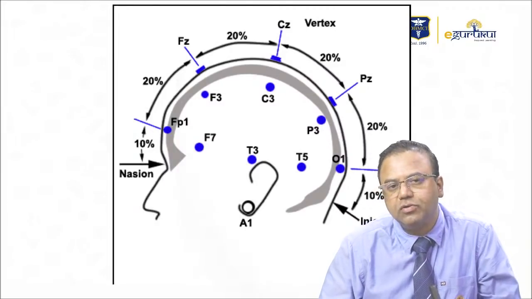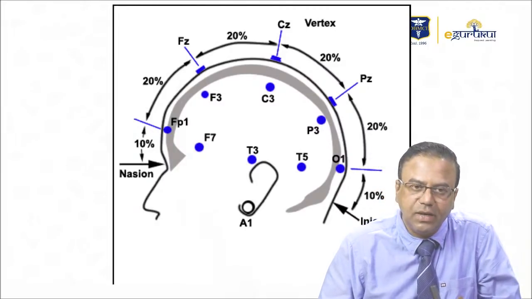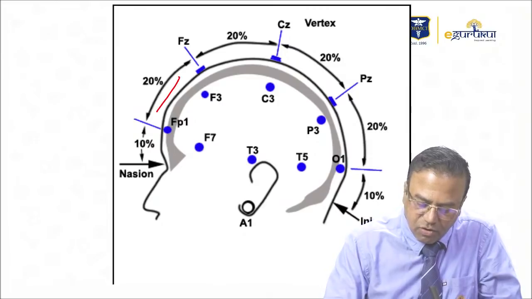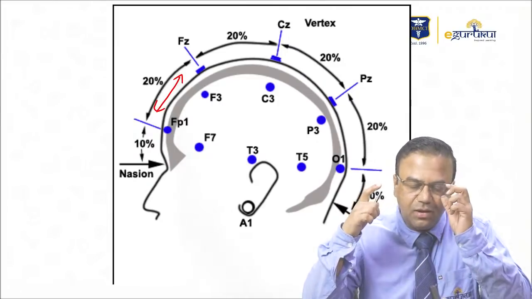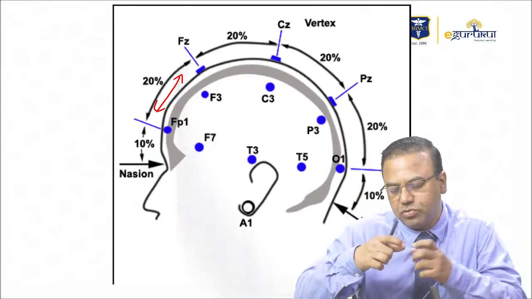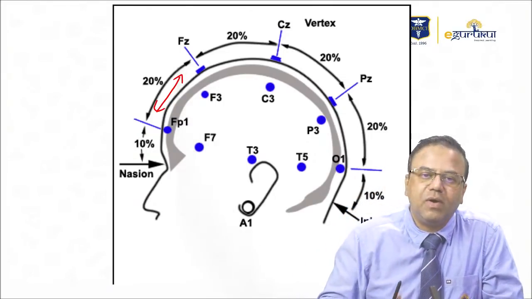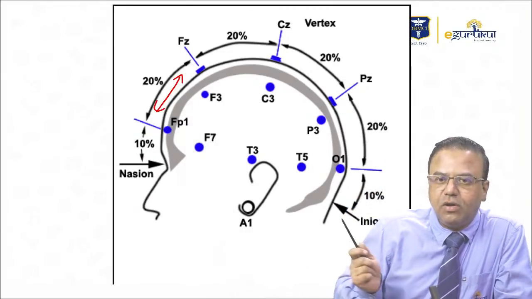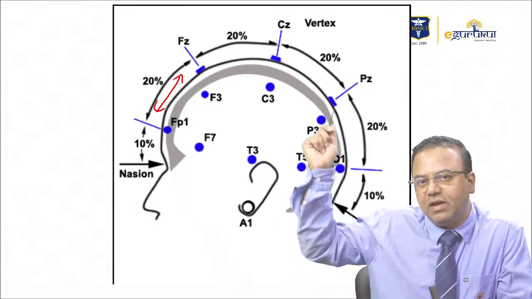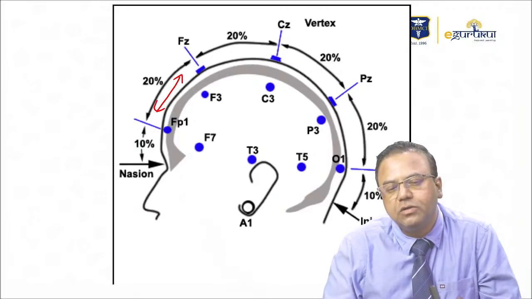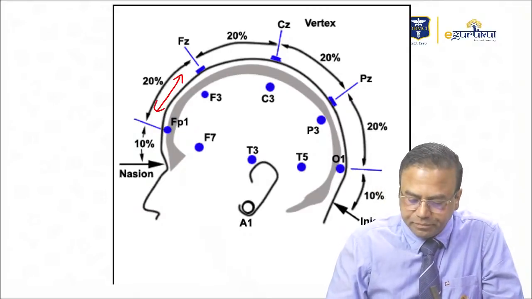How we place the electrode is known as the 10-20 rule. This 10-20 rule means between each two electrodes, we've got a 20% gap. And this is because each person's skull size will vary. So we don't use centimeters, we use percentage. What happens in this is that from the nasion and the inion, we have 10%. That is, at the extreme ends, we have 10%. But between every other electrode, there's a 20% gap. So it is known as the 10-20 rule.